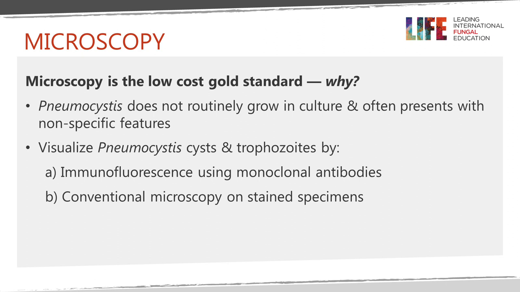So let's talk about microscopy. Since pneumocystis organisms do not grow in culture, and since we have seen that they present with very non-specific clinical features, then microscopy is a low-cost gold standard for making a diagnosis of pneumocystis pneumonia. And what is required for microscopy is the ability to visualize the pneumocystis cysts or trophozoites. And this can be done either using immunofluorescence with monoclonal antibodies or conventional microscopy using stains on histological specimens.